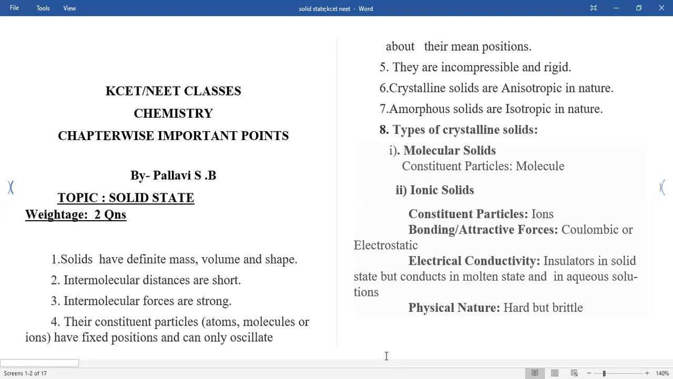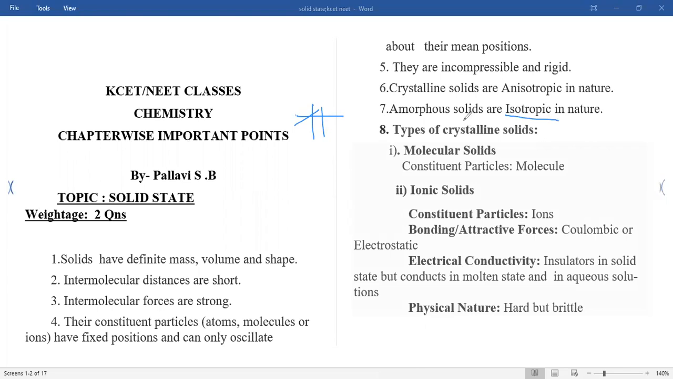Now, amorphous solids are isotropic in nature. Why? Because in amorphous solids, you cannot predict the exact arrangement over a longer distance. So when I study the same property in different directions, I may get the same value. So that's why they are known as, dear students, isotropic in nature.